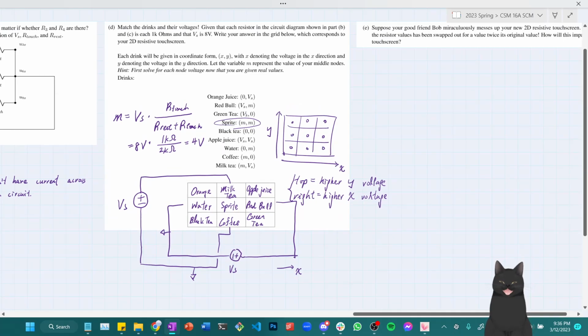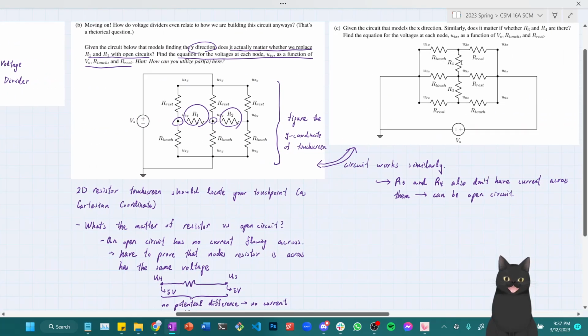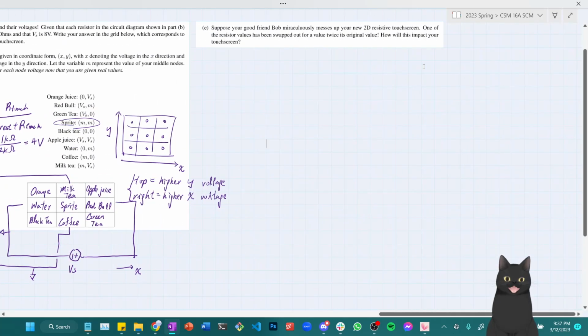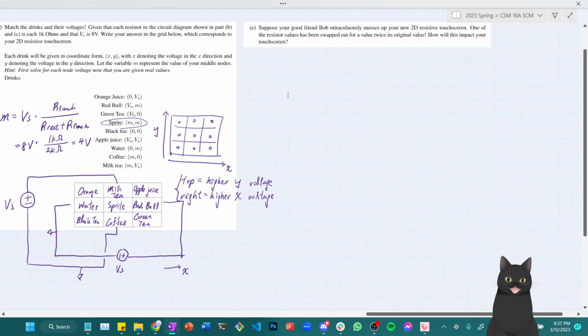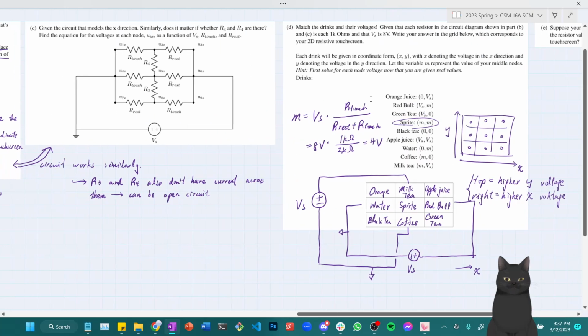Alright, so now that we have finished part D, let's move on to the last part of the question, which is part E. Suppose your good friend Bob miraculously messes up your new 2D resistive touchscreen. One of the resistor values has been swapped out for a value twice its original value, which means one of our R_touch or R_rest here has been swapped out with some resistor twice its resistance. How will this impact your touchscreen? I will go through this question conceptually because writing down something for this question is essentially the same as having you directly read the solution from the solution files.